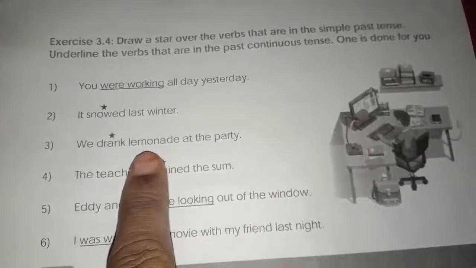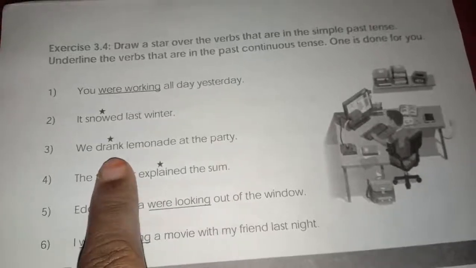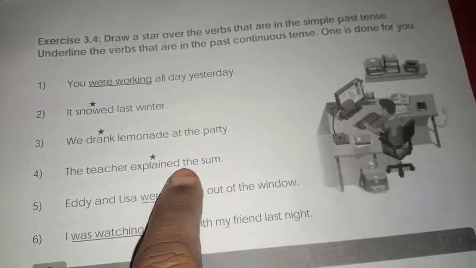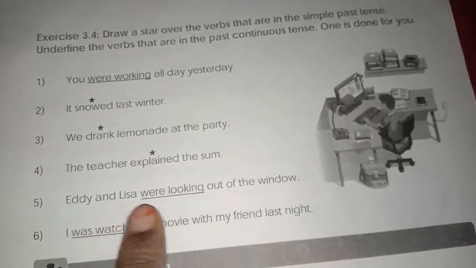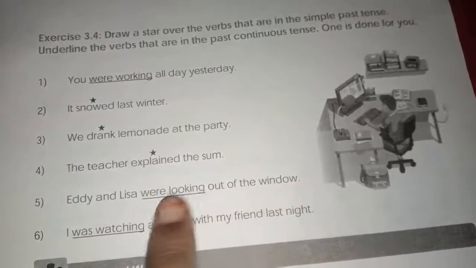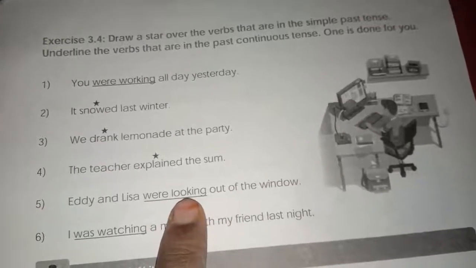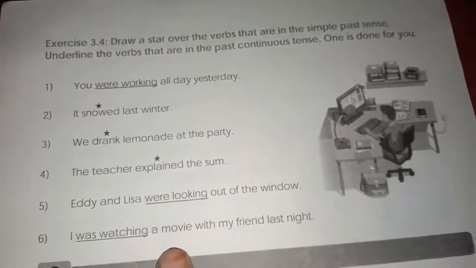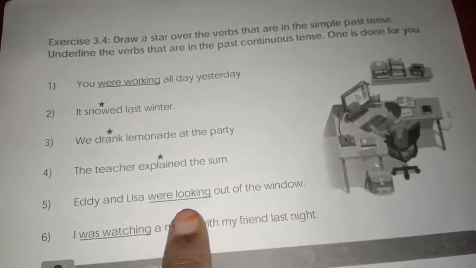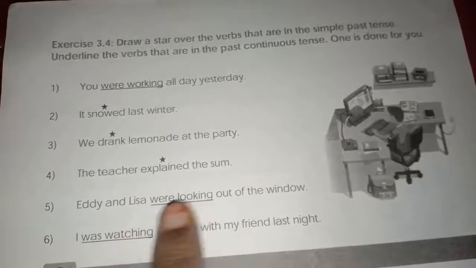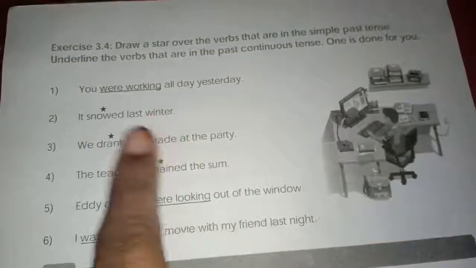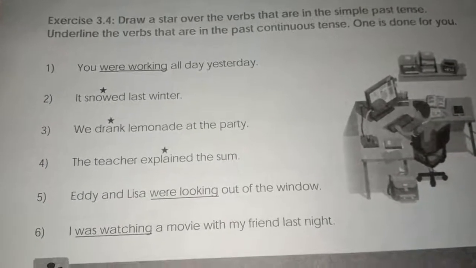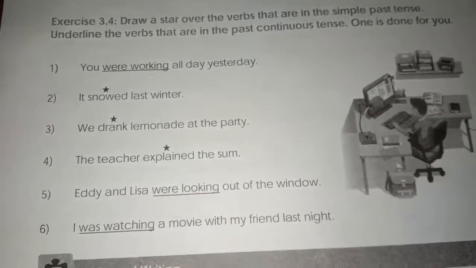We drank lemonade at the party. Drank is a past form, so it is a star. The teacher explained the sum. Here explained is the past, star. Eddie and Lisa were looking out of the window. Here were looking means what? Past continuous. I was watching a movie with my friend last night. I was watching. It is past continuous. Past continuous means you should underline. Simple past means you should put the star mark. Understood, children? Complete it. We have completed the exercises also. Grammar part. Okay, children?